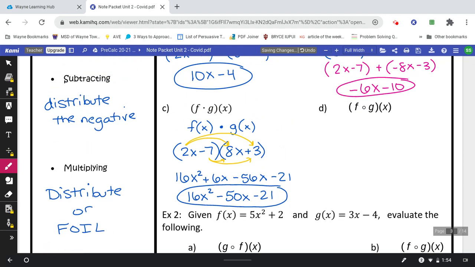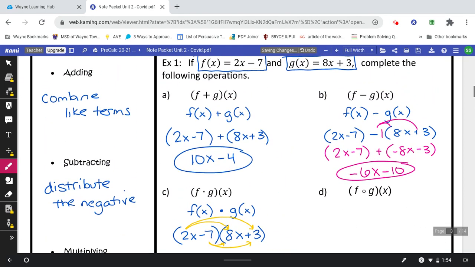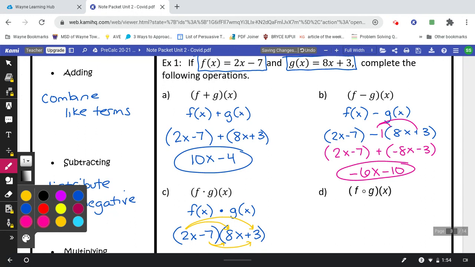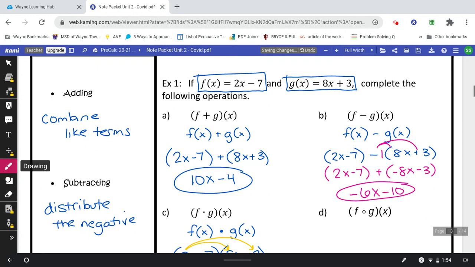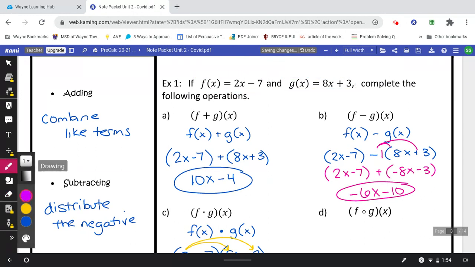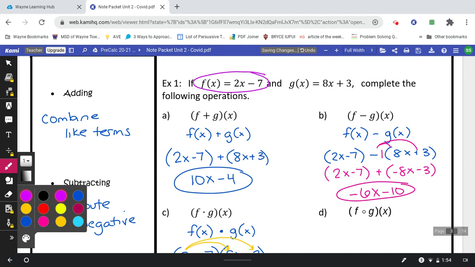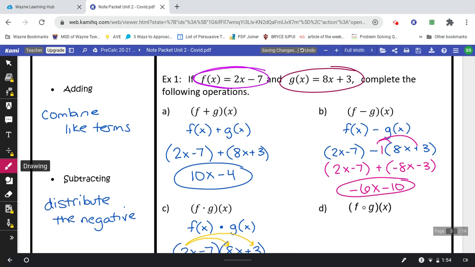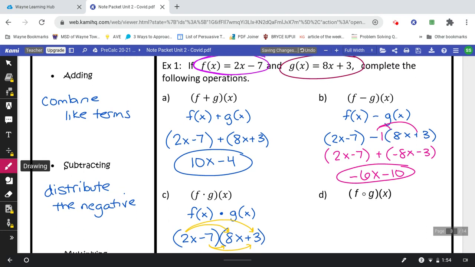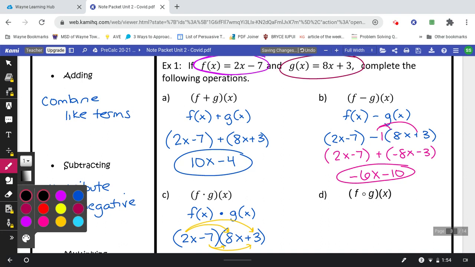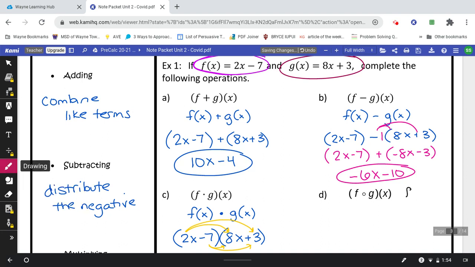This one's helpful when I color code, so I'll go ahead and do that. I'm going to have this first function be purple. And this other one can be this maroon color. And when I see this f of g of x, another way to write it, you'll often see it written as f of g of x, just inside parentheses.